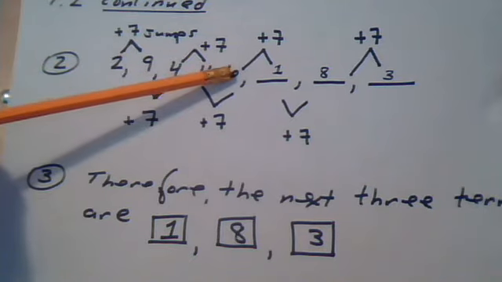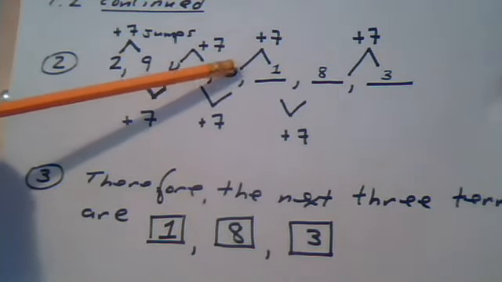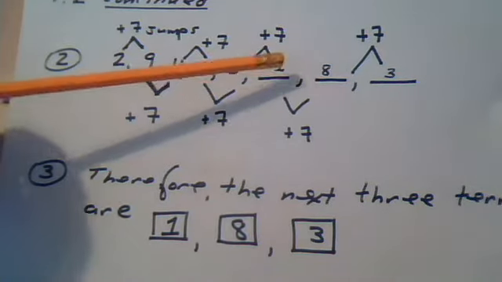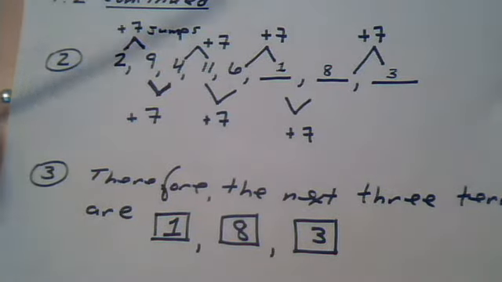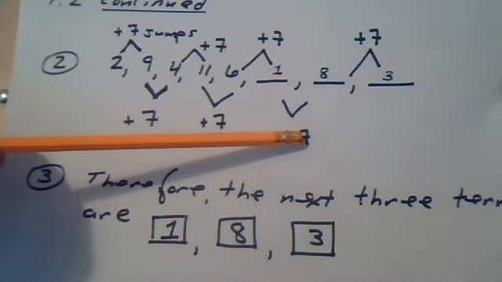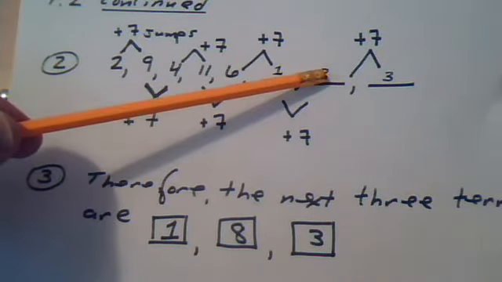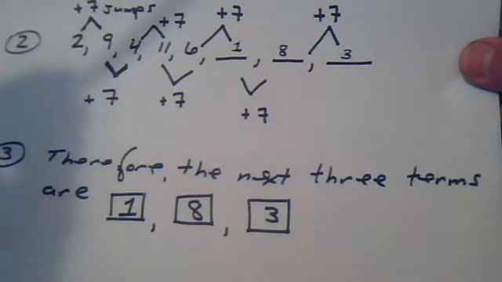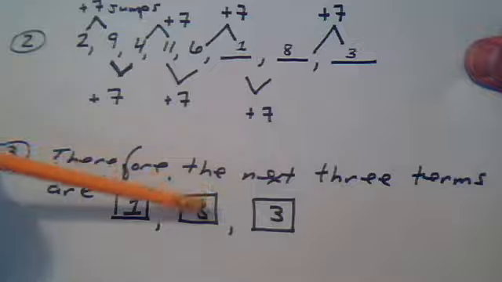So add a 7 to the 6, and that puts you at 1 o'clock on the clock. Remember, we're on the clock. We can't go beyond 12. 1 o'clock becomes 8 o'clock by adding 7 to it. And if you add 7 to 8, you get 3 o'clock. Therefore, the next three terms in the sequence are 1, 8, and 3.